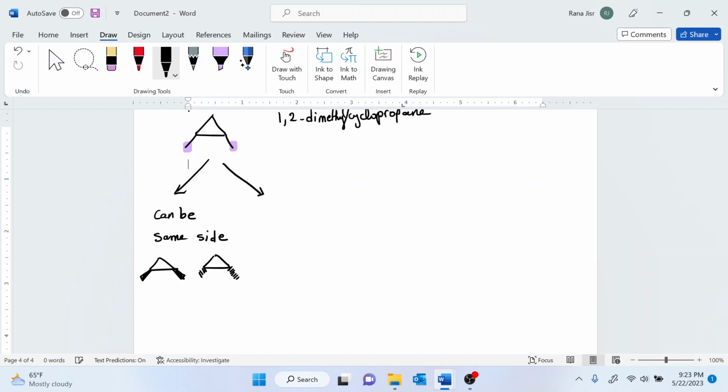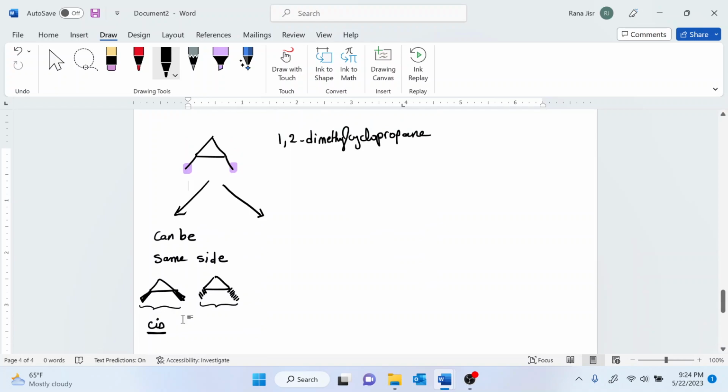Down is a dash and up is a wedge. And here I can see that these 2 substituents are on the same side. So if I have this case, then the substituents, with respect to each other, are going to be in the same plane. So these are going to be cis substituents. So cis is going to be included in the naming. So to be more specific, when I name the 1,2-dimethyl cyclopropane, I have to put cis in there.